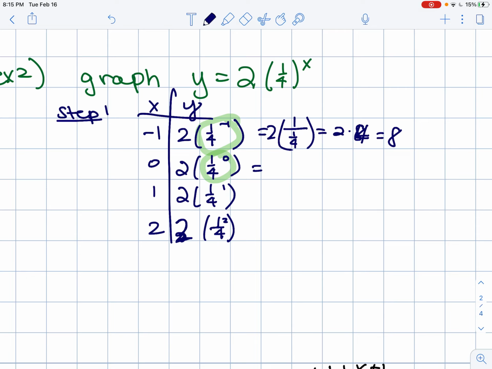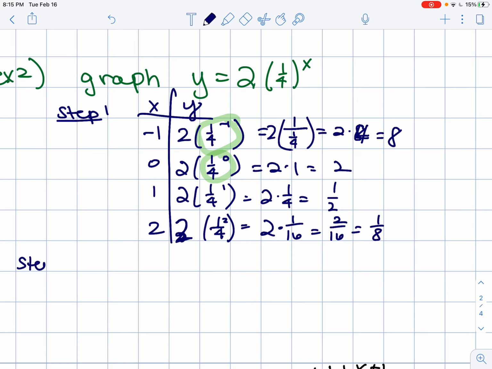1/4 to the 0 is 1. 2 times 1 is 2. 2 times 1/4 to the 1 is 1/4, which is 1/2. And 2 times 1/4 squared is 1/16. So this is 2/16, which is really 1/8.